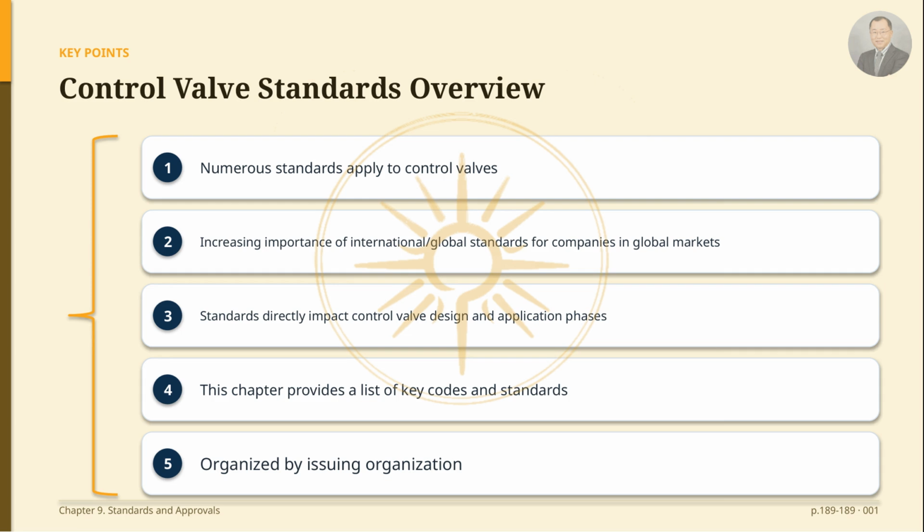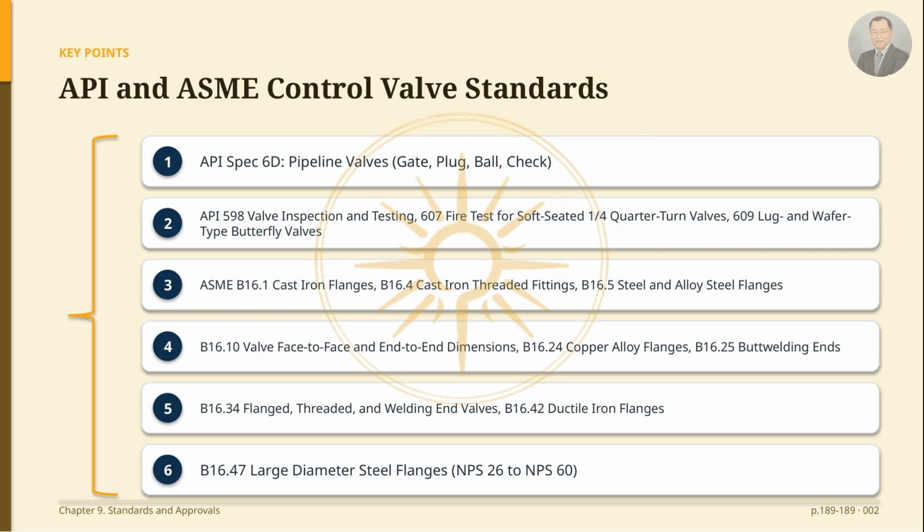In this chapter, we will organize the codes and standards that have been or will be important for the design and application of control valves, categorized by their issuing organizations. I will introduce the control valve standards from the American Petroleum Institute, API, and the American Society of Mechanical Engineers, ASME. From API, Spec 6D covers pipeline valves such as gate, plug, ball, and check valves.